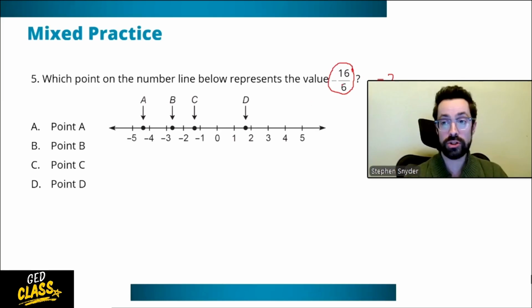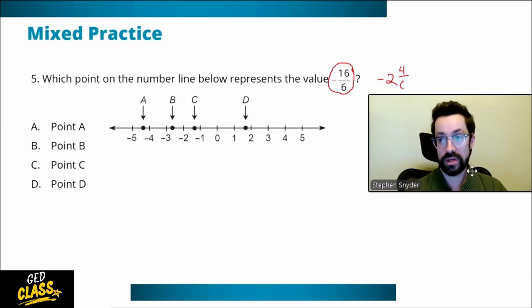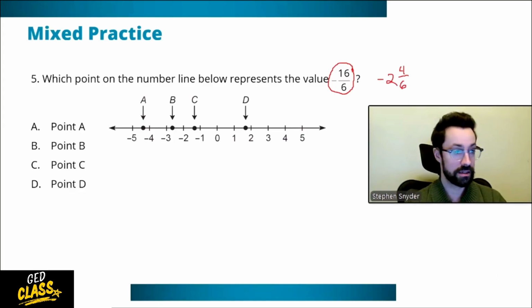But yeah, so 2 times 6 is 12, and 12 is 4 away from 16. So we would say we'd have a remainder of 4. And we can break those up into individual sixes.